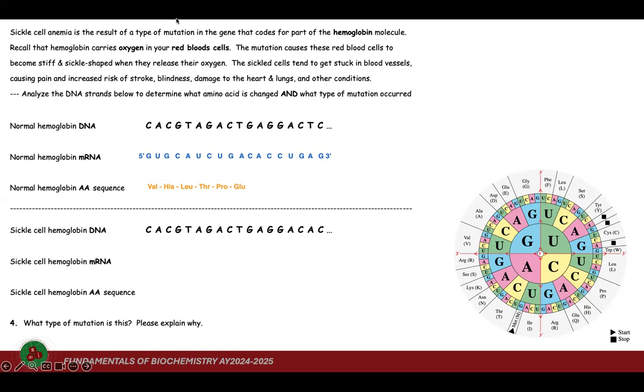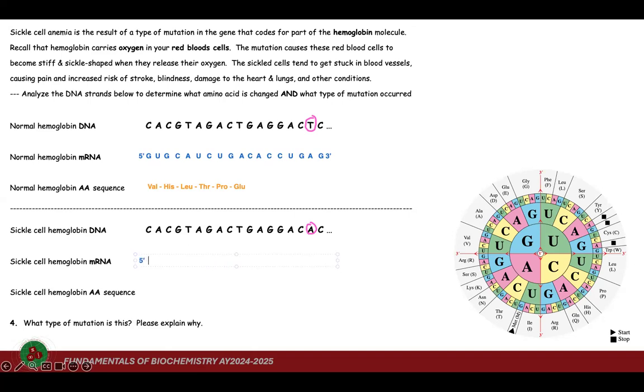So now let's look at the sickle cell hemoglobin DNA. So can we identify the mutation there? So you see the T here, which is replaced by an A. Okay, so it's a transversion, right? Because from a pyrimidine, you get a purine in the diseased DNA. So let's look at the mRNA sequence.